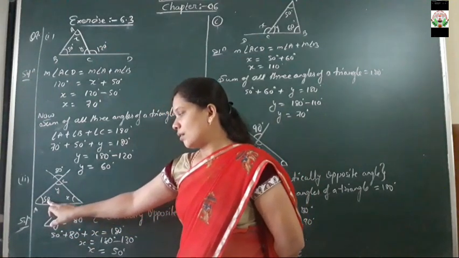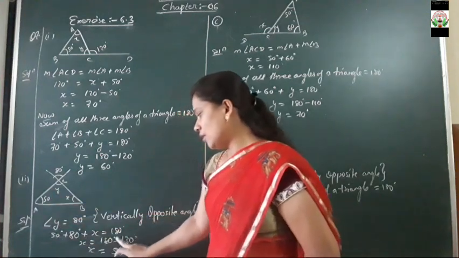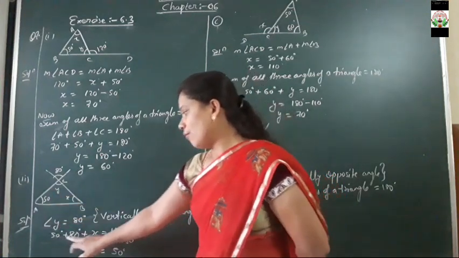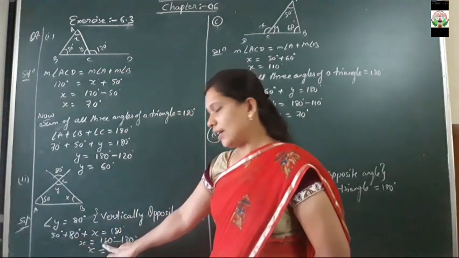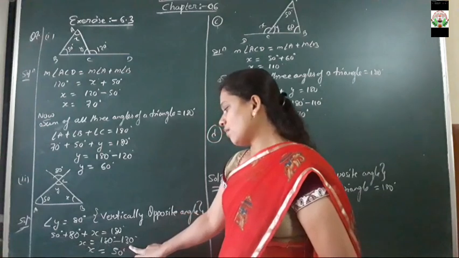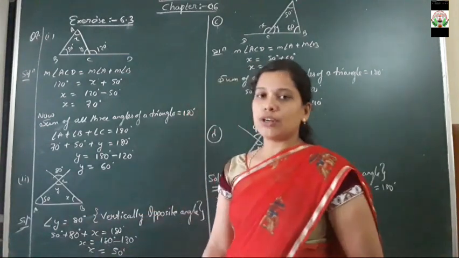So angle A plus angle B plus angle C is equal to 180 degrees. So 50 plus x plus 80 is equal to 180 degrees. Now 50 plus 80 will become 130, which will be subtracted from 180. So x is equal to 180 minus 130. So the value of x, the unknown angle, we will get here is 50.